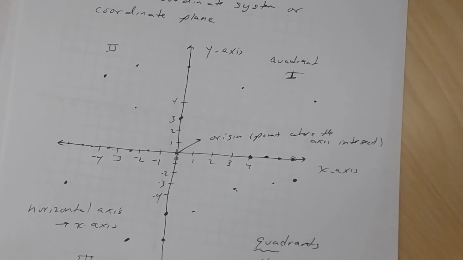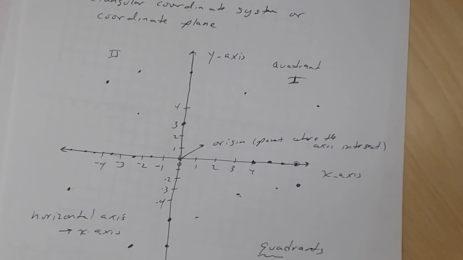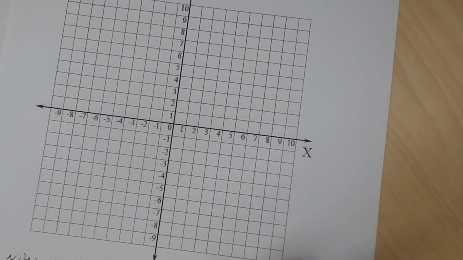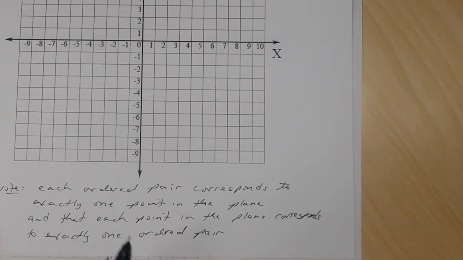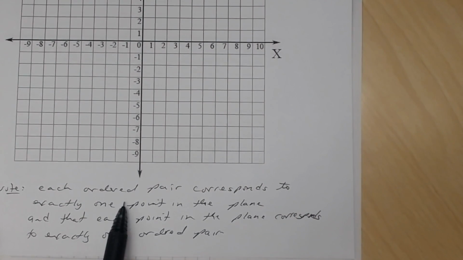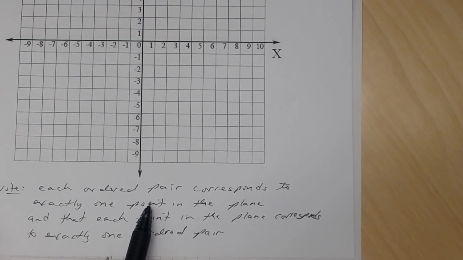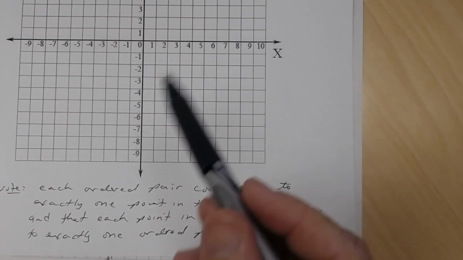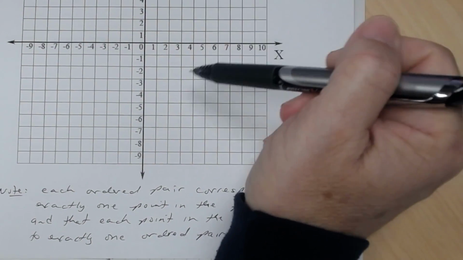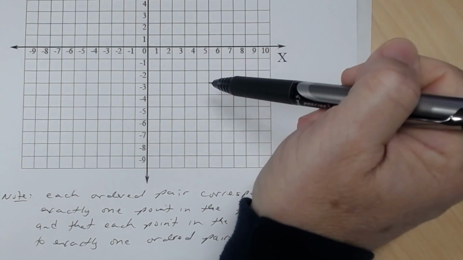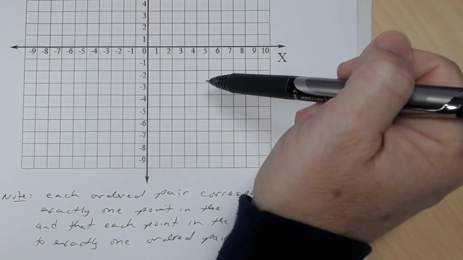Okay? All right, so now we're going to plot some points, some ordered pairs. We're going to see how to plot points, how to plot ordered pairs. Keep in mind that as we plot these ordered pairs, each ordered pair corresponds to exactly one point in the plane, and each point in the plane corresponds to exactly one ordered pair. If I say plot this ordered pair, there can only be one point that represents it. It can't be more than one point. One point represents just one ordered pair.